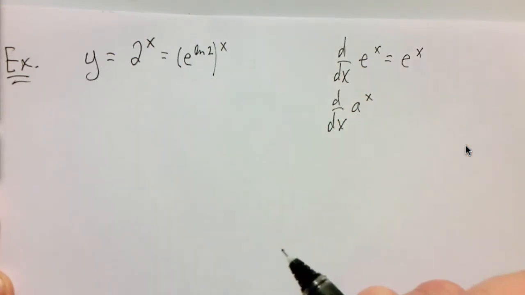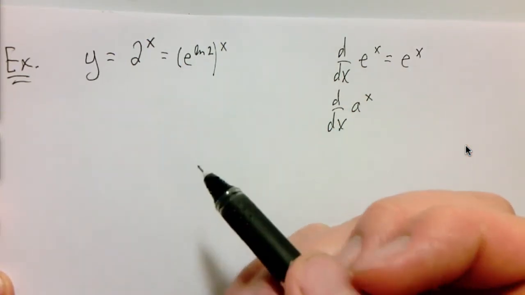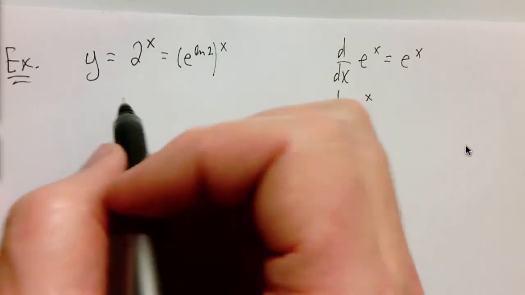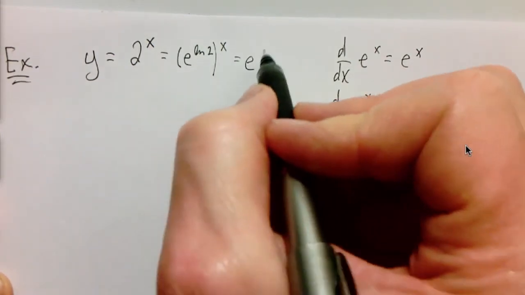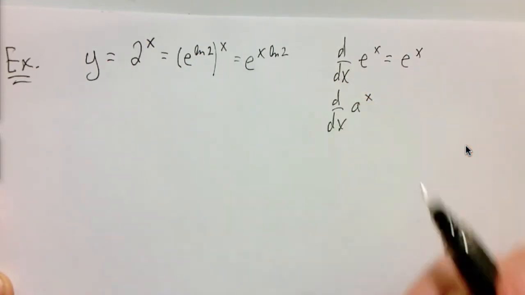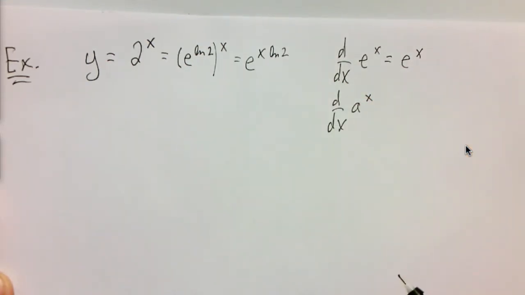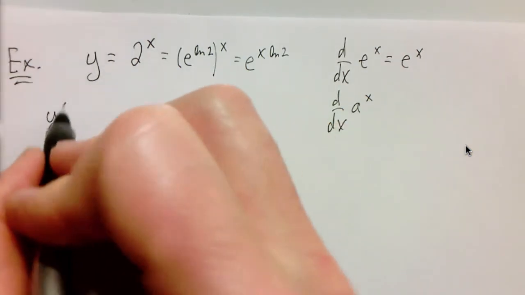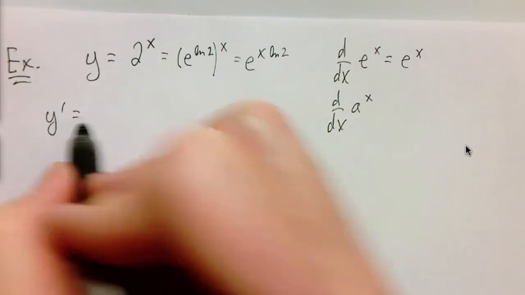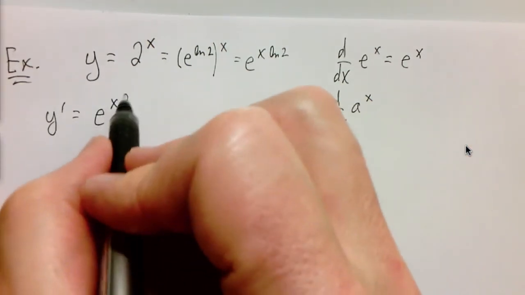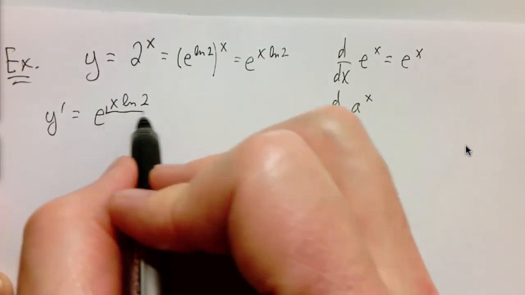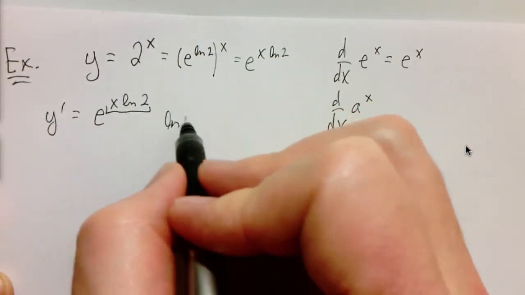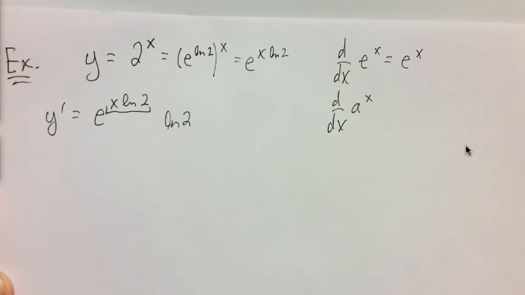E and natural log of course cancel each other out. That seemed like a stupid thing to do. But with e to a power raised to another power, I can multiply the exponents. So this is the same thing as e to the x times the natural log of 2. Now I see I can do a chain rule. To take the derivative of e to some stuff, I take e to that stuff, and I multiply by the derivative of the inside. The derivative of a number times x is just that number. The number in this case is natural log 2.